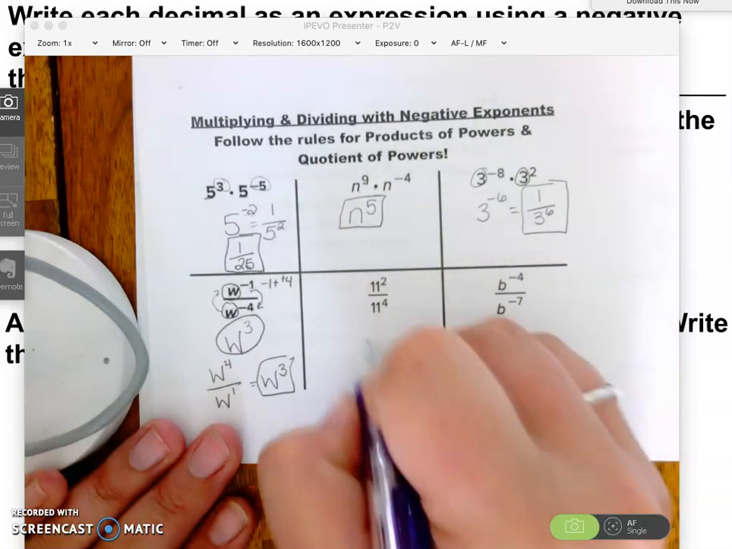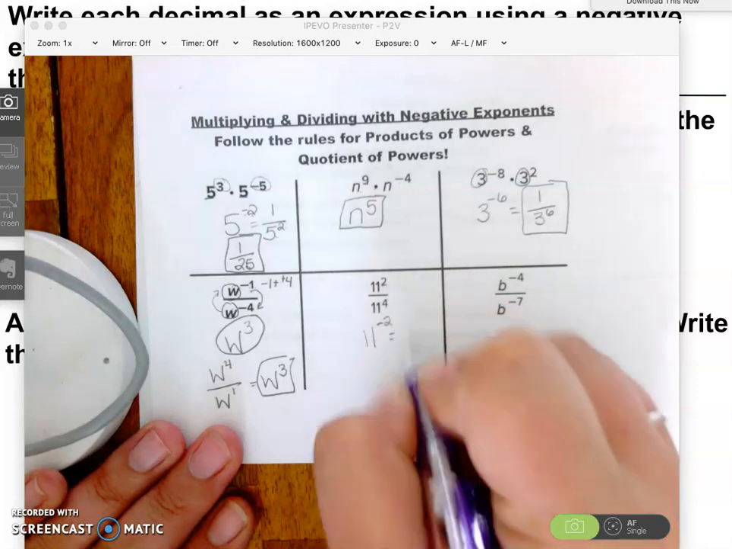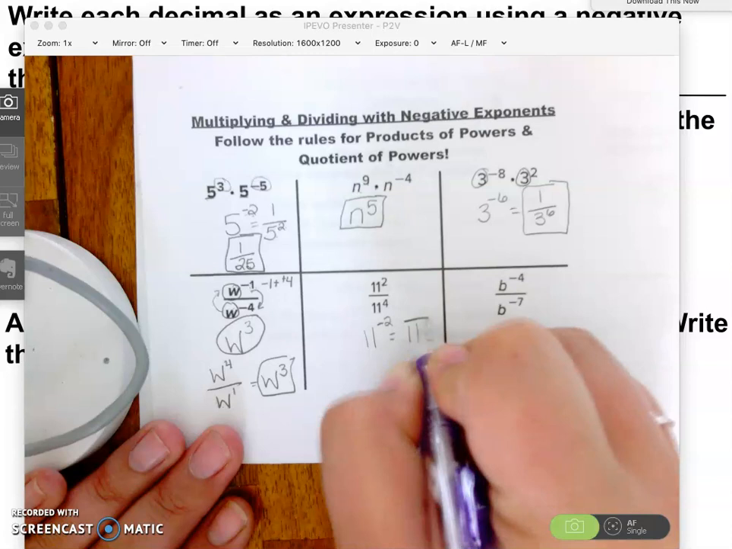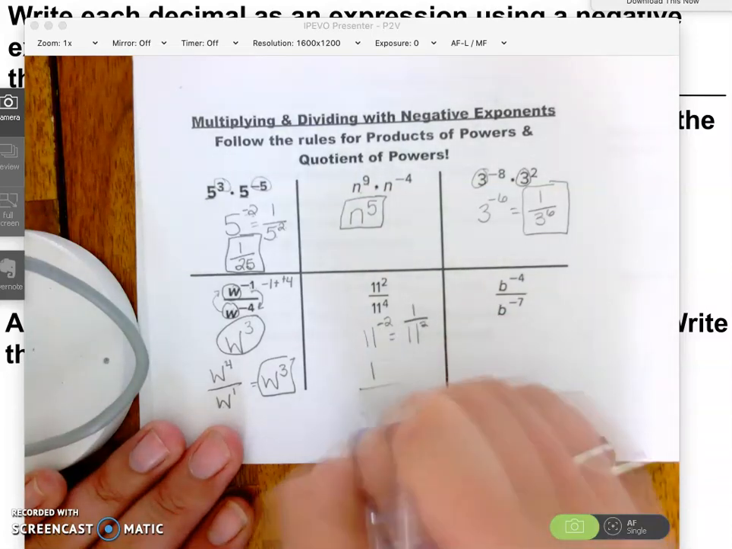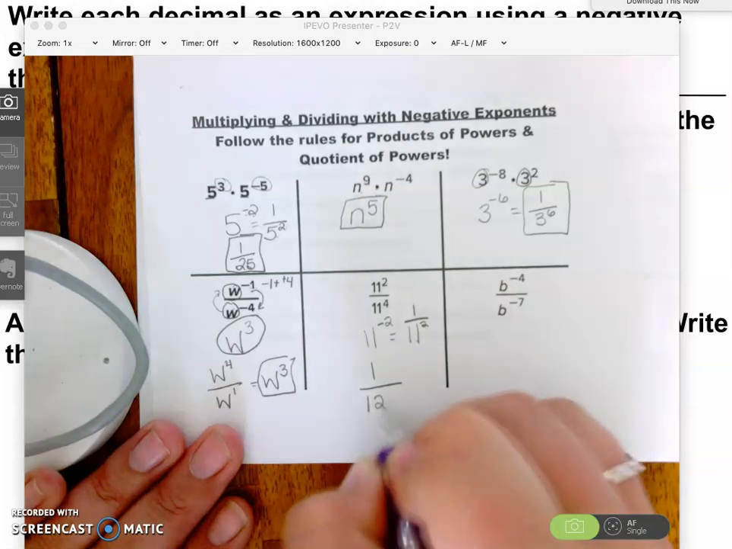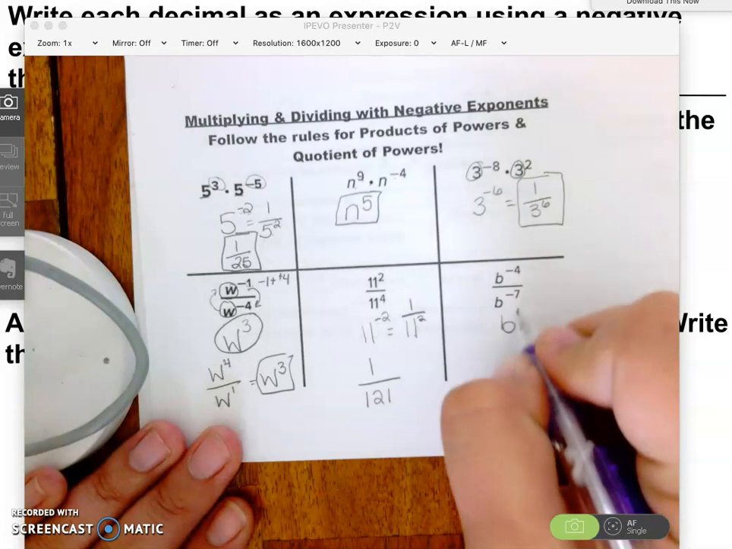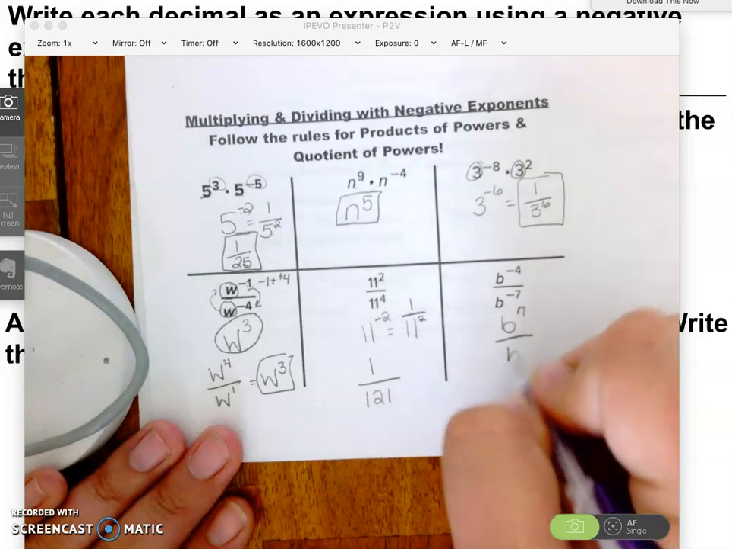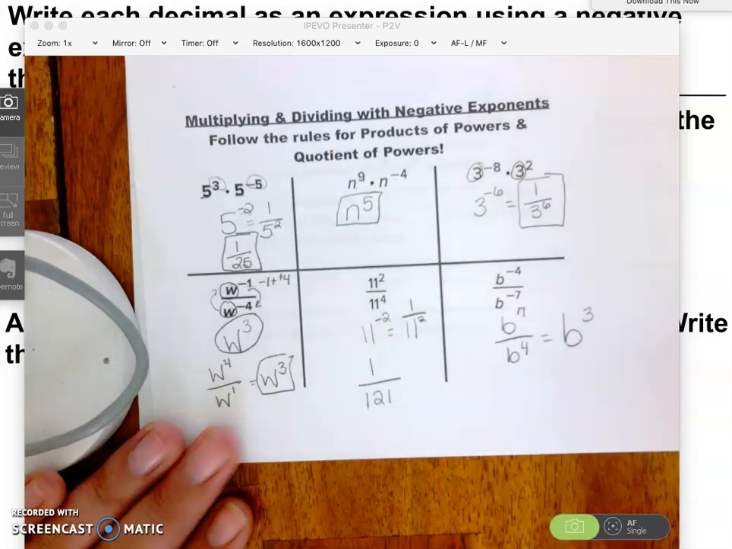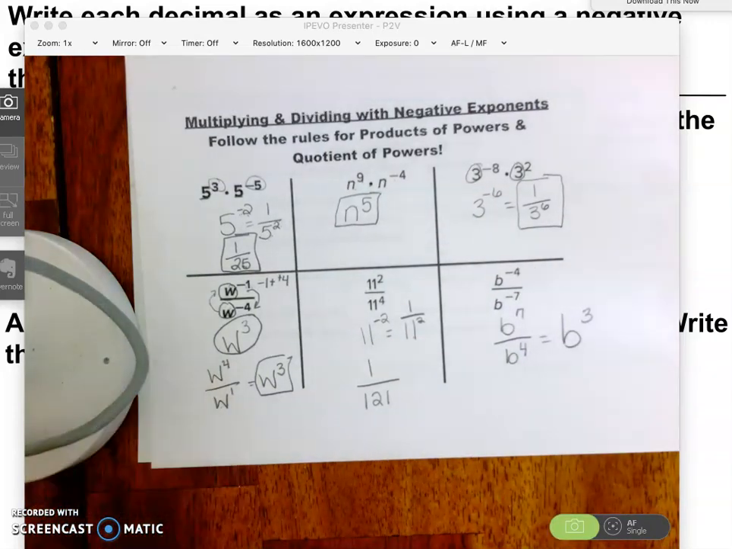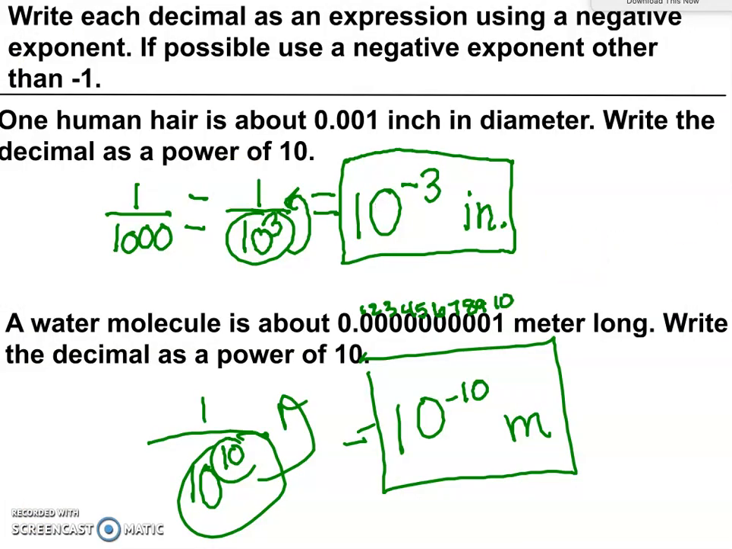Here, 11, 2 minus 4 is a negative 2. I want to make sure to put that on the bottom of the fraction. Getting rid of the negative. 11 times 11, 121. Here again, I'm going to flip these first to make it easier on me. And then I'm going to subtract them. 7 minus 4 is 3. Sorry I rushed through those last ones, but I wanted to get to your assignment before my time ran out.